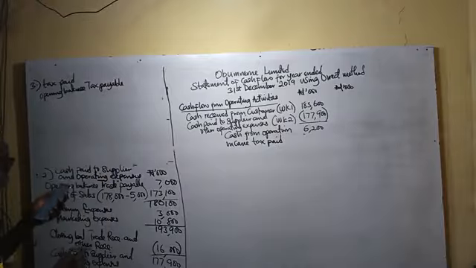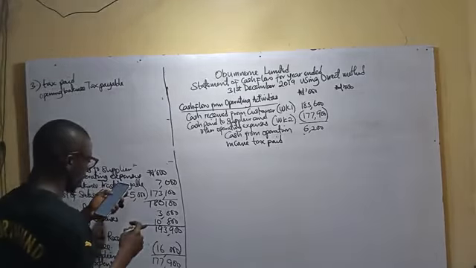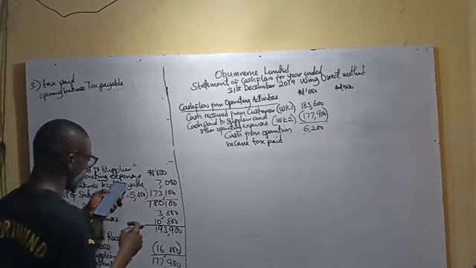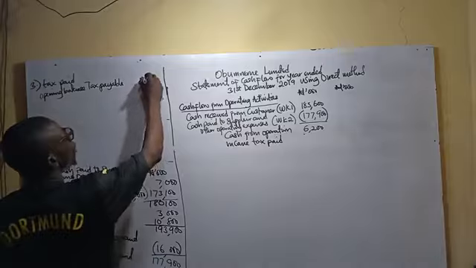So what's your tax payable? Your tax payable is your current liability, rather. So go to your current liability, you will see current tax payable. So what's the opening? We have 15.